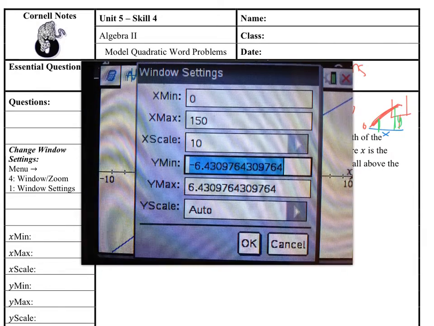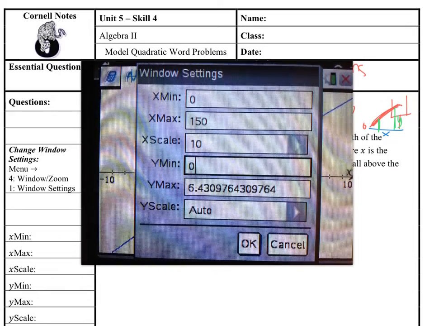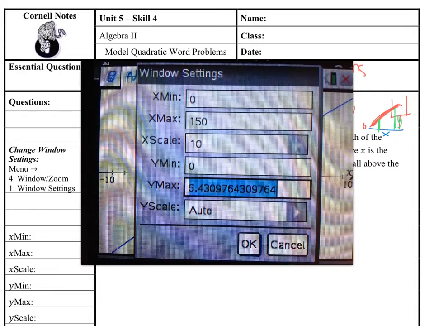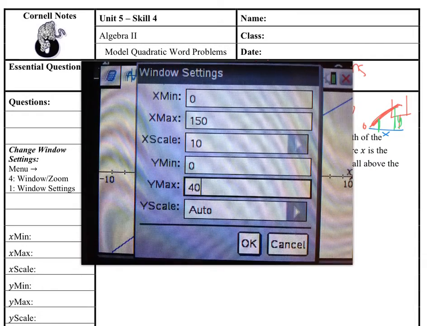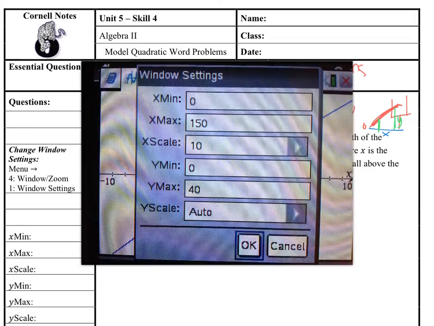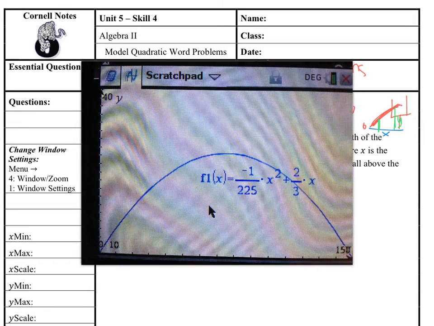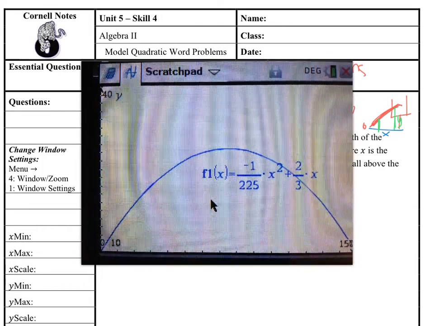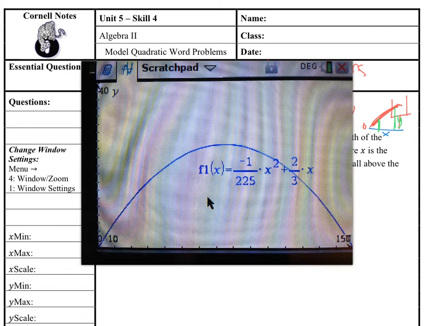The y minimum, I don't care if it's deep in the ground, it's not going to bury itself, so I need to start at 0, a height of 0. I have no idea how high this might go, so I'm just going to try 40. If we need to change it, we can always change it. So go down to OK. Ooh, that looks pretty. Guess what? I planned it that way. But if you're not sure, you can start by zooming out first and then changing your scale appropriately.